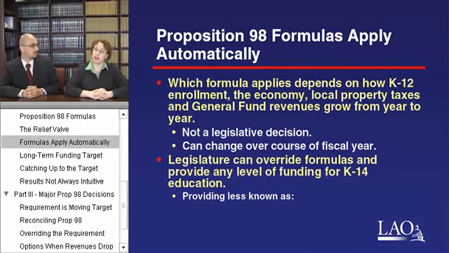Although the formulas apply automatically and the legislature cannot choose what the requirement will be, it can waive the formulas and choose what funding level to provide, either more or less than the formulas call for. Providing less is known as suspension because the legislature suspends the requirement. These options are discussed later in the presentation.